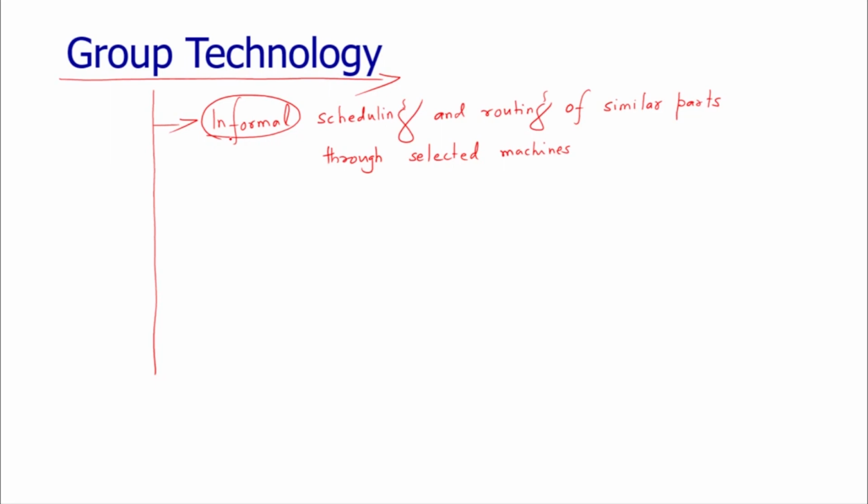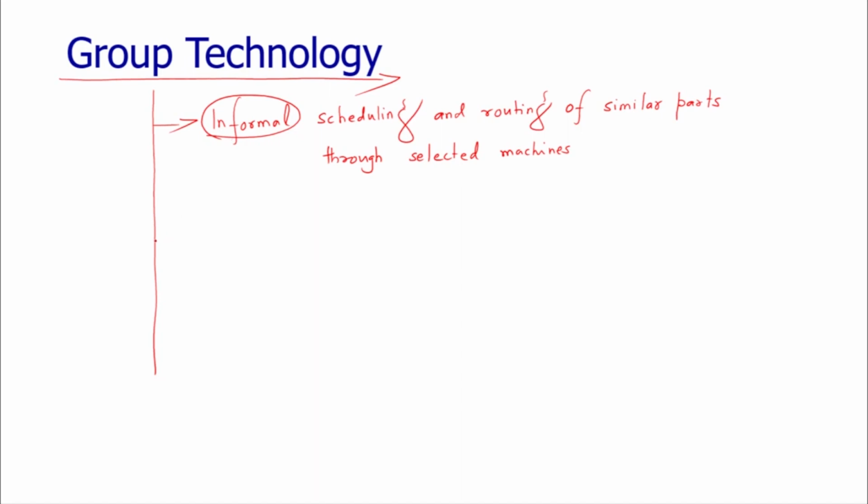So we are not making any part families, we are getting the similar parts and then informally we are scheduling them for the operations. There is no formal way we are making any part family, and there are no formal physical cells.